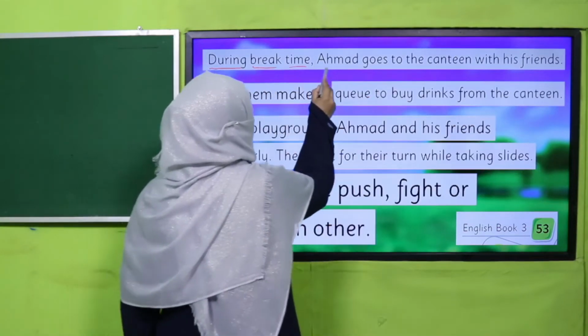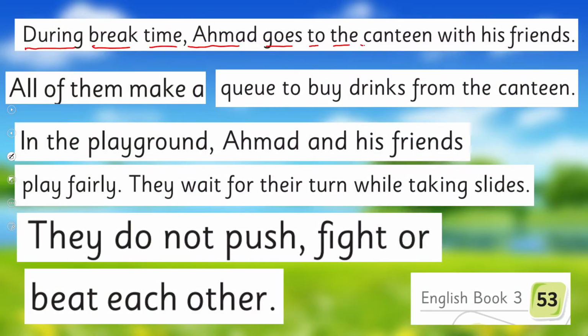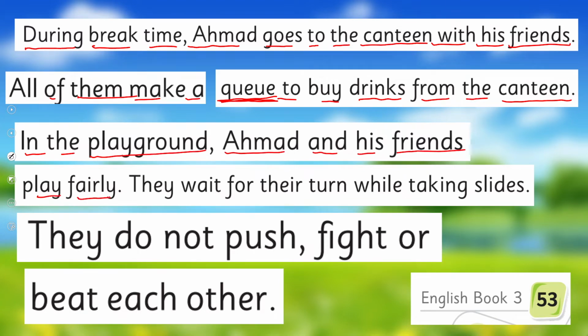During break time, Ahmed goes to the canteen with his friends. All of them make a queue, means they make a line to buy drinks from the canteen. In the playground, Ahmed and his friends play fairly. They wait for their turn while taking slides. They do not push, fight, or beat each other.